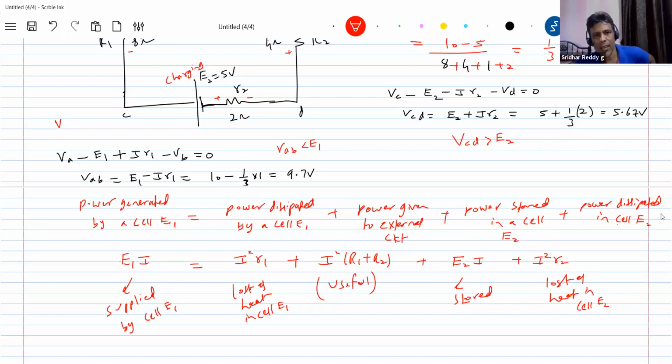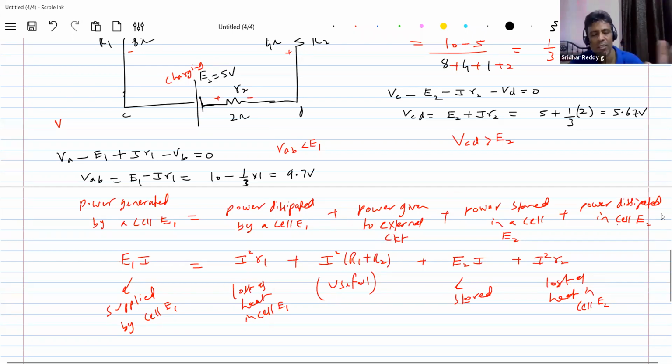So what does cell 1 do? It will convert chemical energy into electrical energy. A part of the energy will be taken by the cell itself and lost. The remaining energy output will be given to the external circuit. A part is given to another cell where it will be stored, like charging. When you are charging this cell also, some energy will be lost across its internal resistance. So when a cell is charging or discharging, due to internal resistance, it is going to lose some energy.